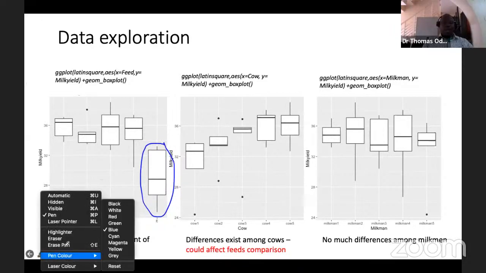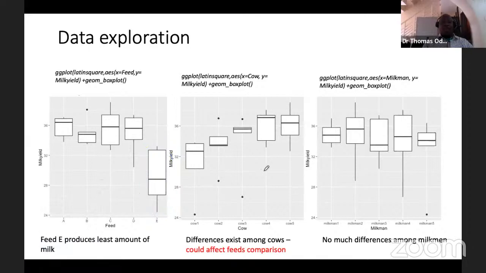We can also do the same thing for the cows. So you can see this is our cow number 1, number 2, number 3, number 4, number 5. I think the cow with the lowest amount of milk is this one here, followed by these two, and then cow number 4 and number 5 seem to have the highest amount of milk, but they also seem to have higher variability.